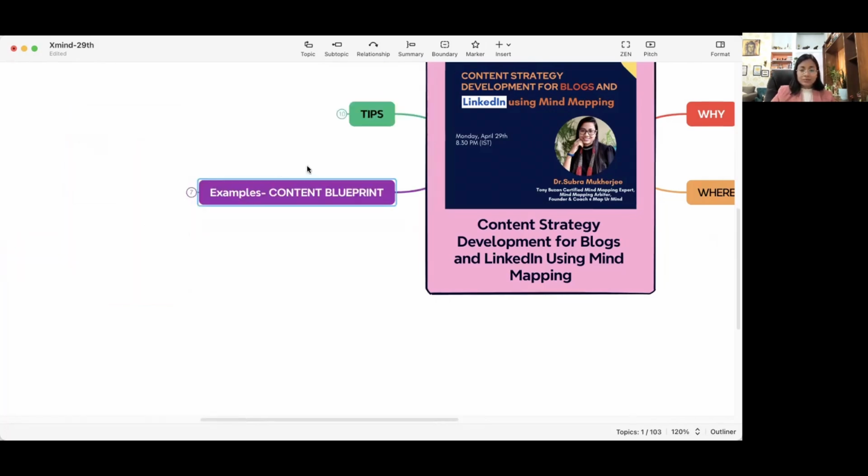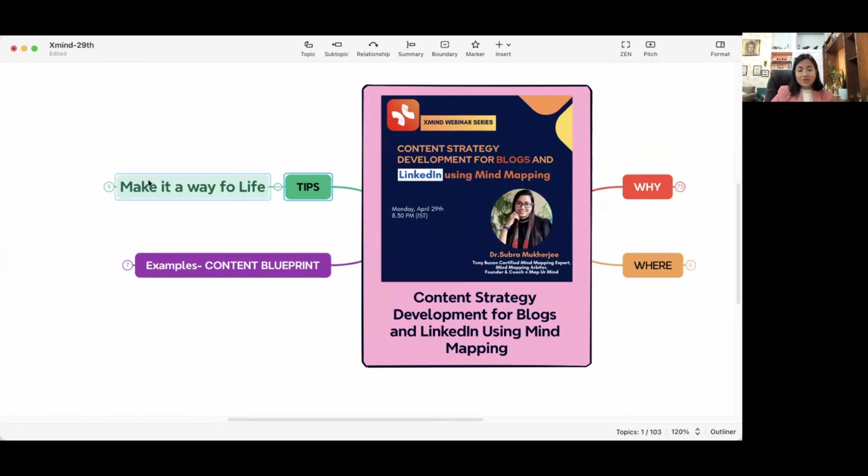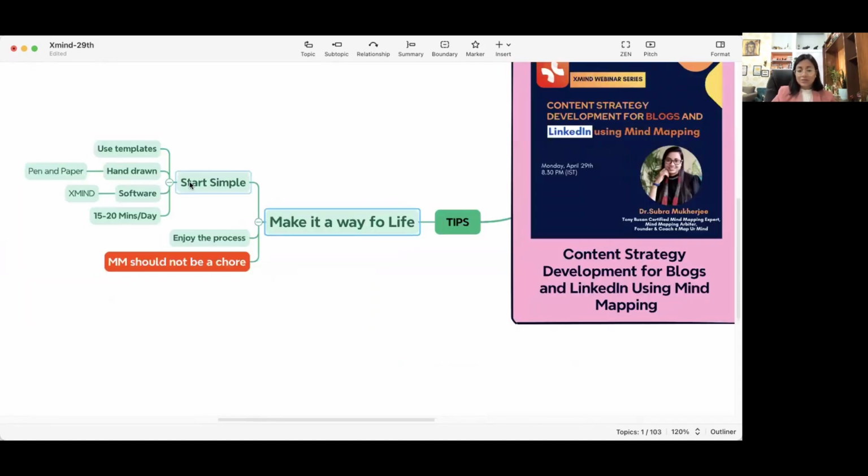So let's see what are the tips. The biggest tip that I would say to everyone is make it a way of life, not just that you use today and then you forget tomorrow. It should be more like anything and everything that you do related to thinking, related to writing, you start using mind map everywhere.